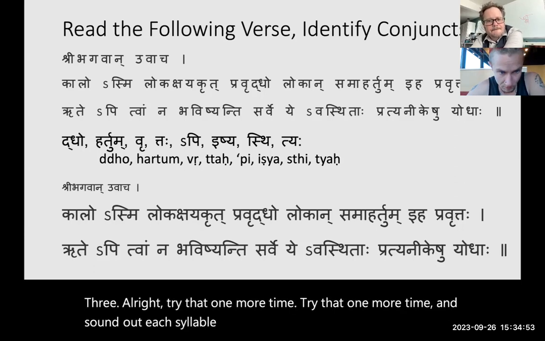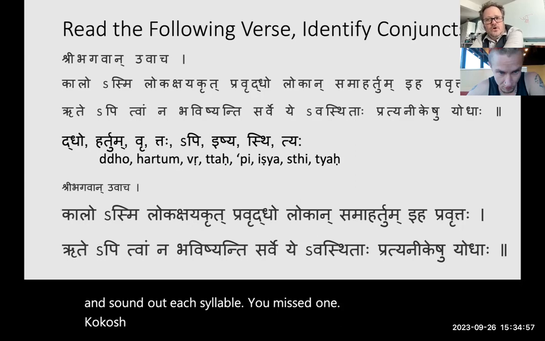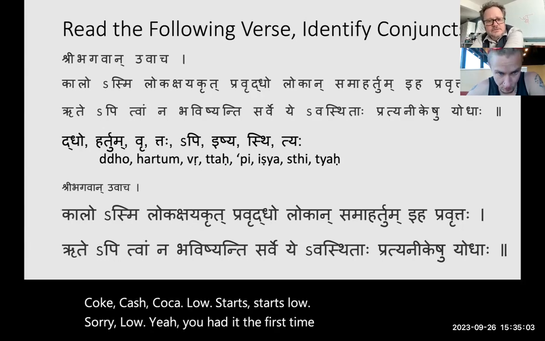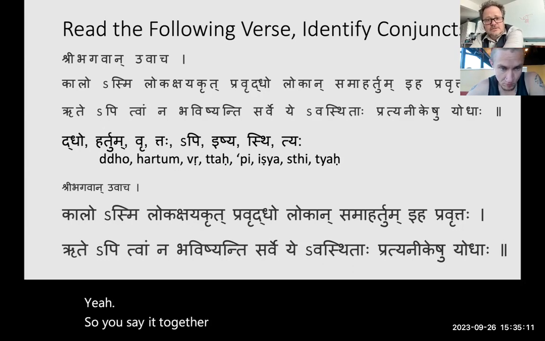You missed one. Ko, ka, ksha, ko, ka, ksha. Lo, ya. Starts low. Oh, sorry, lo. Yeah, you had it the first time. Lo, ka, ksha, ya, kri. So you say it together. Loka, kshaya, krit. Loka, kshaya, krit.